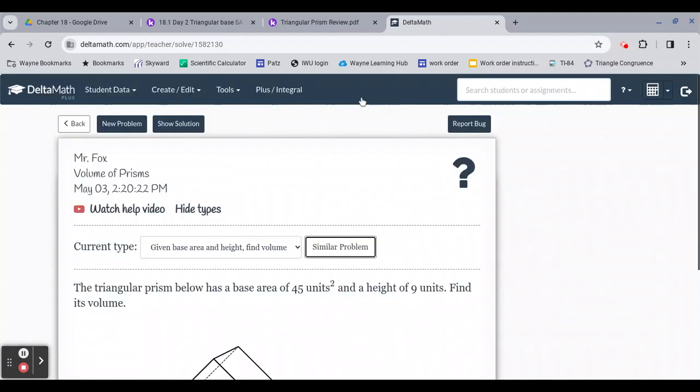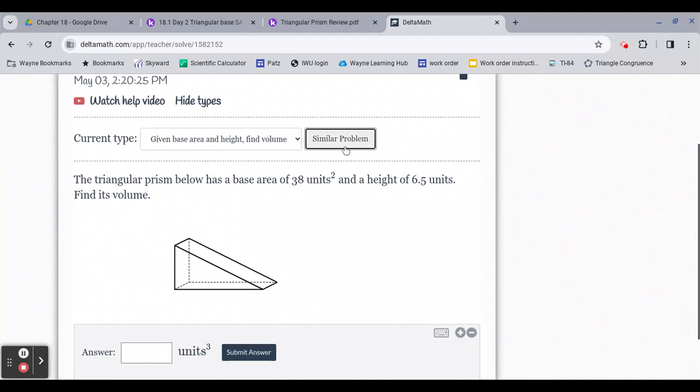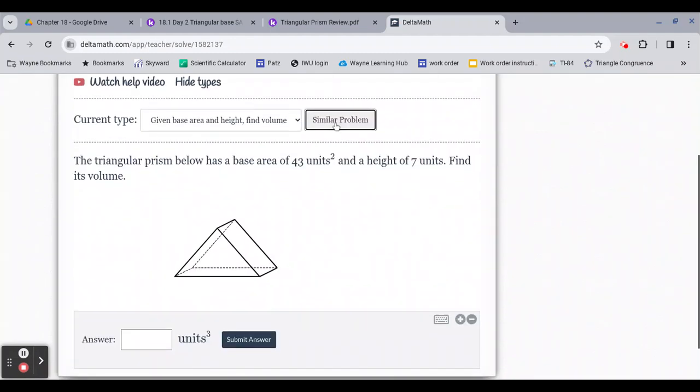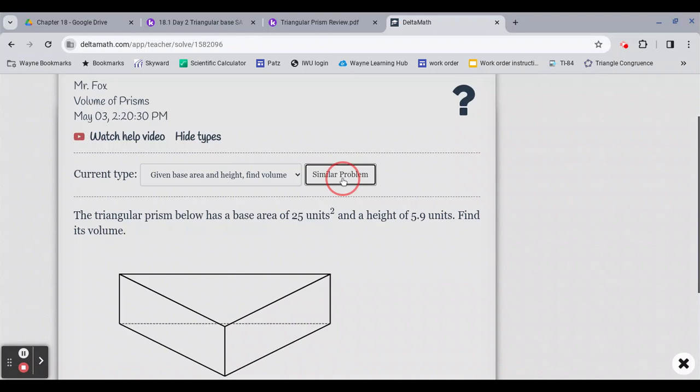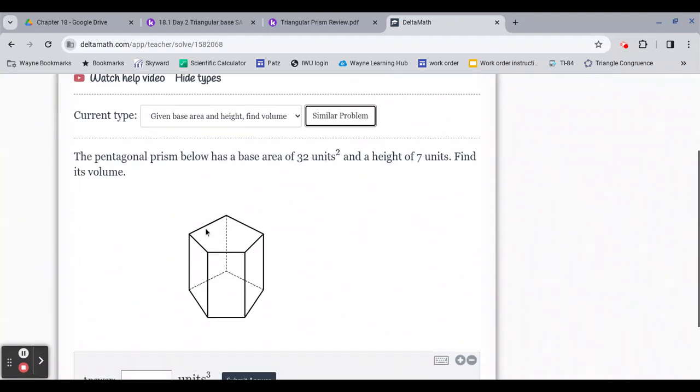Okay, now will every single one be a triangle? These ones are. No, well, I guess several of them are. But they wouldn't necessarily have to be. But if they're not a triangle prism, like here, guess what? It's a different shape. It's a pentagon. But it still tells us the area of the base and the height. So you do the same thing. Just 32 times 7. That is all you have to do to solve it.